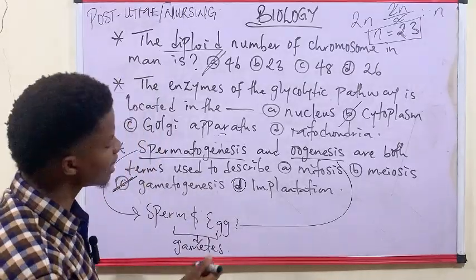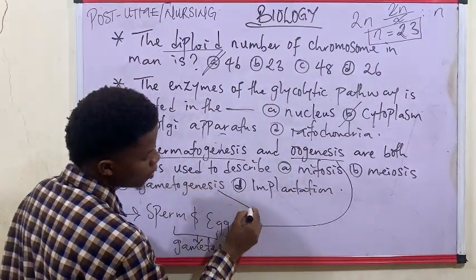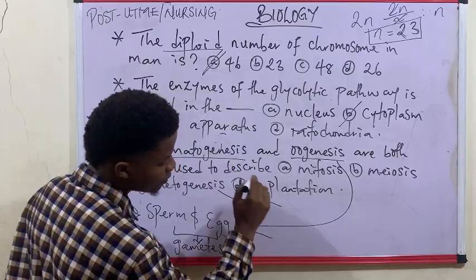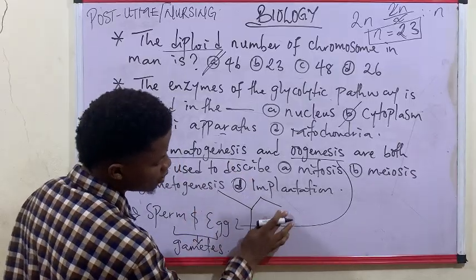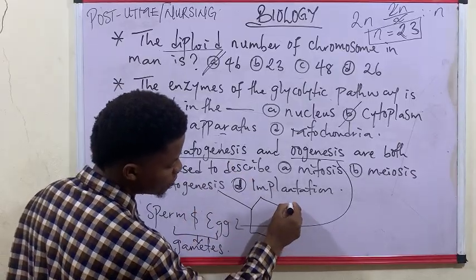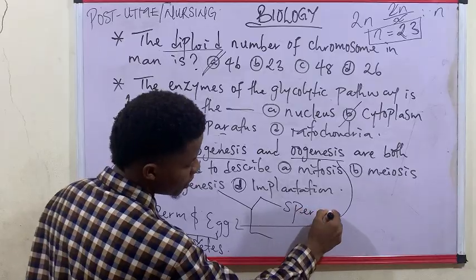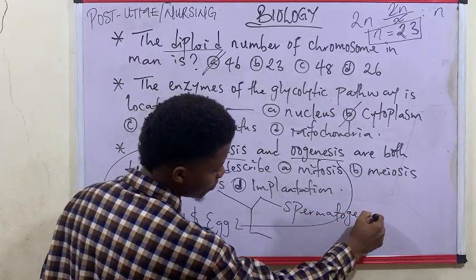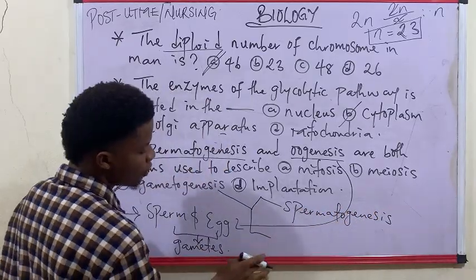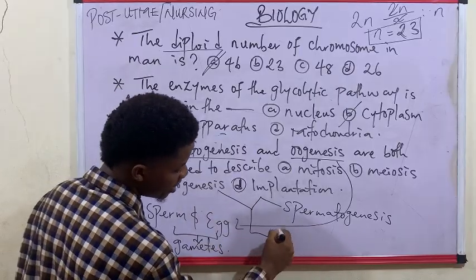To summarize, under gametogenesis we have the formation of gametes. If we are talking about the formation of the male gamete, which is the sperm, it becomes spermatogenesis. And if we are talking about the formation of the female gamete, which is the egg, it becomes oogenesis.